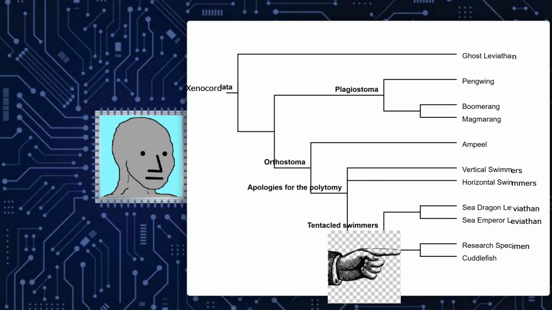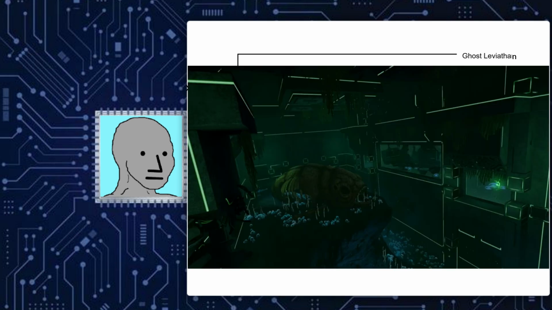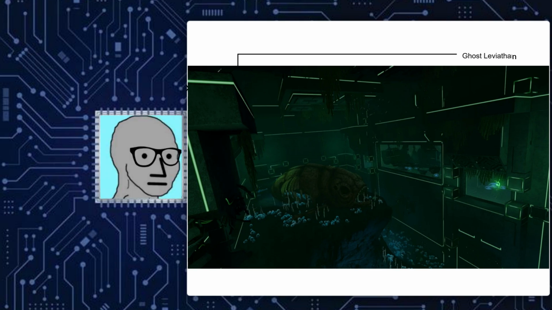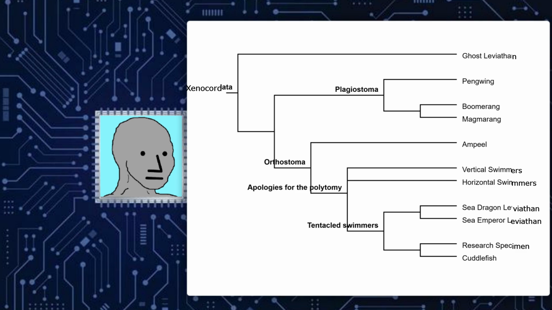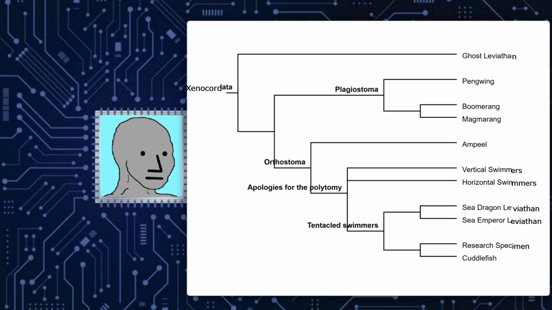As for why it is more closely related to the research specimen than any other tentacled swimmer, well, I figured since the architects were already familiar with that animal, it makes sense it would be something they would have domesticated. Oh, but what about the Sea Emperor Leviathan, you might say? They were familiar with that one too. Why couldn't the cuttlefish be one of those? Because for an animal to be domesticated, people need to be able to make it reproduce in captivity, which we know that the architects didn't do with the Sea Emperor Leviathan.